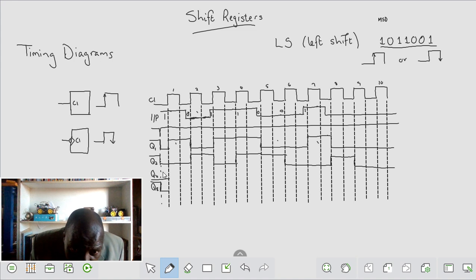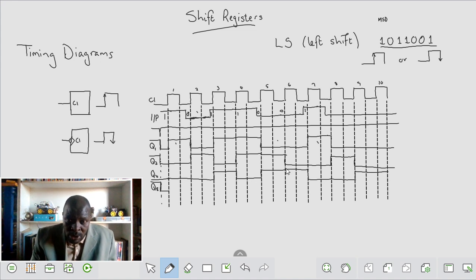Now, when we go next, this one is fed by the Q2, so it's fed a 0, it's fed another 0, it's fed a 1, it's fed a 0, it's fed a 1, it's fed a 1, it's fed a 1, it's fed a 0, it's fed a 0, it's fed a 1, and our data is finished.